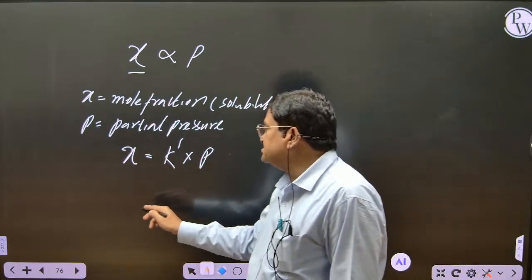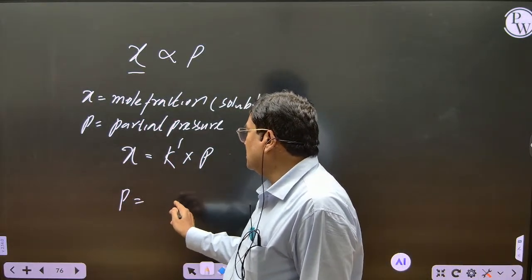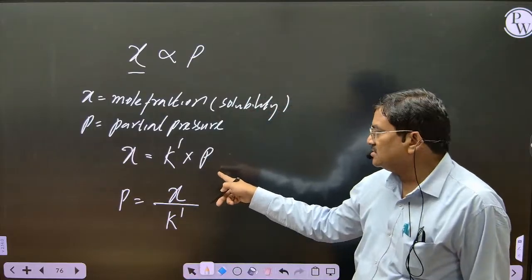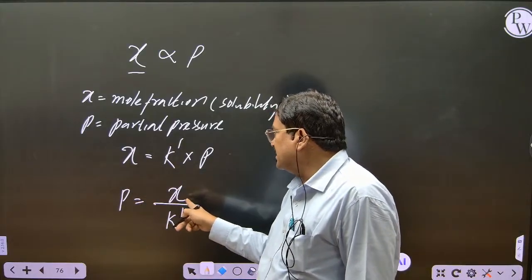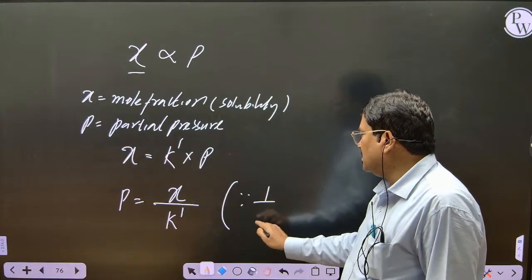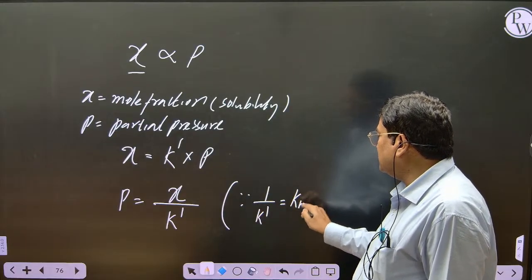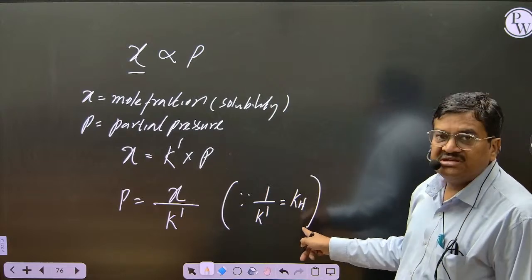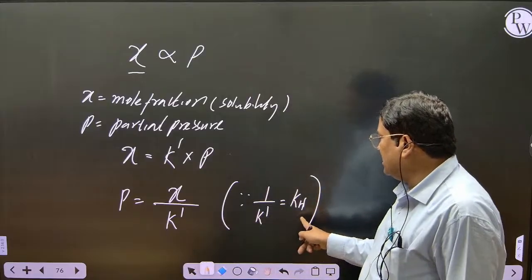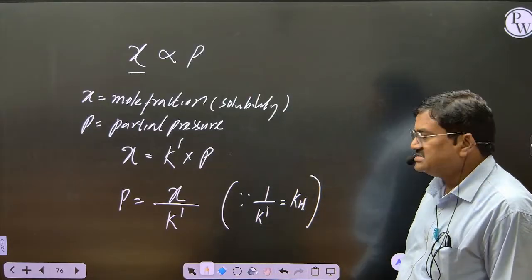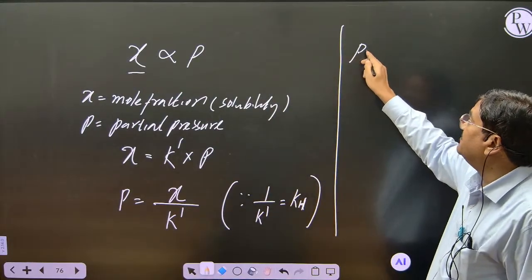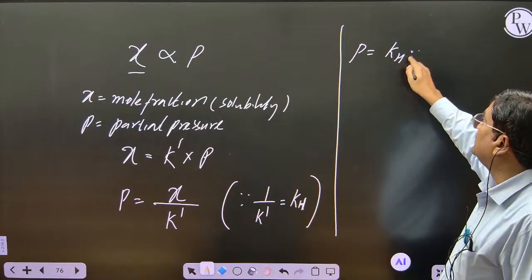Now obtain from this P. P is equal to what should I write? P = χ / K'. Understood? Partial pressure P is equal to χ upon K prime. And this reciprocal, 1 by K prime, we are calling Henry constant. Now onward Henry constant is shown with the symbol of what? KH. Now what is the relation? We can write in place of that, the partial pressure of the gas is equal to KH into chi.